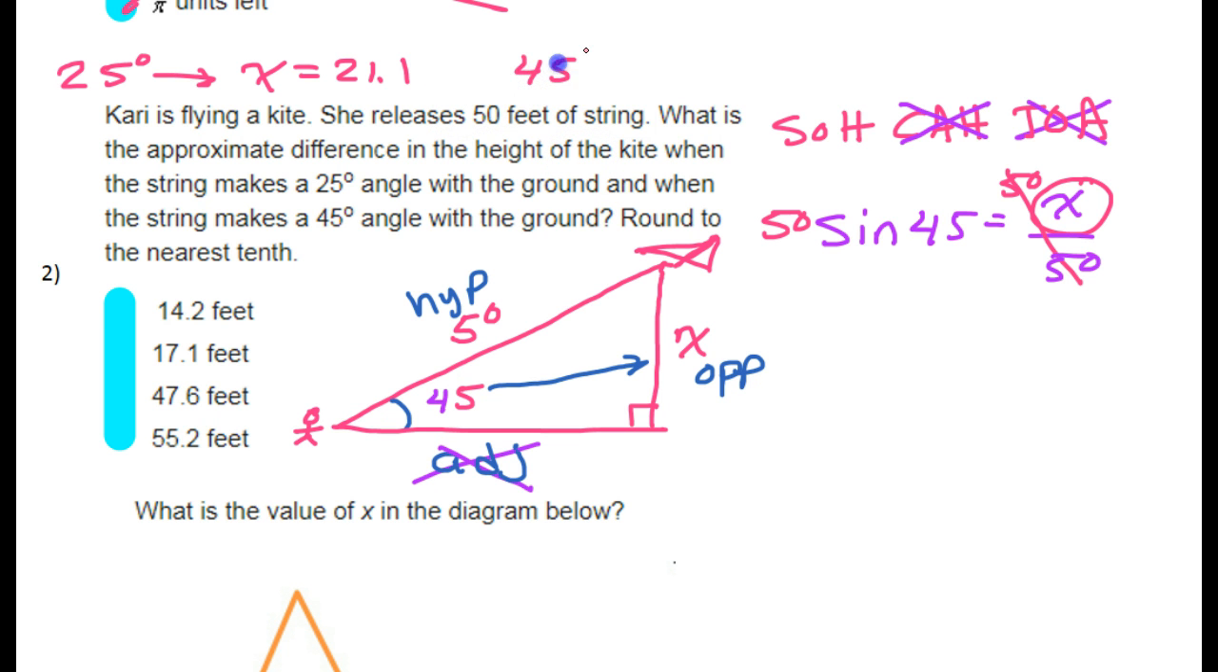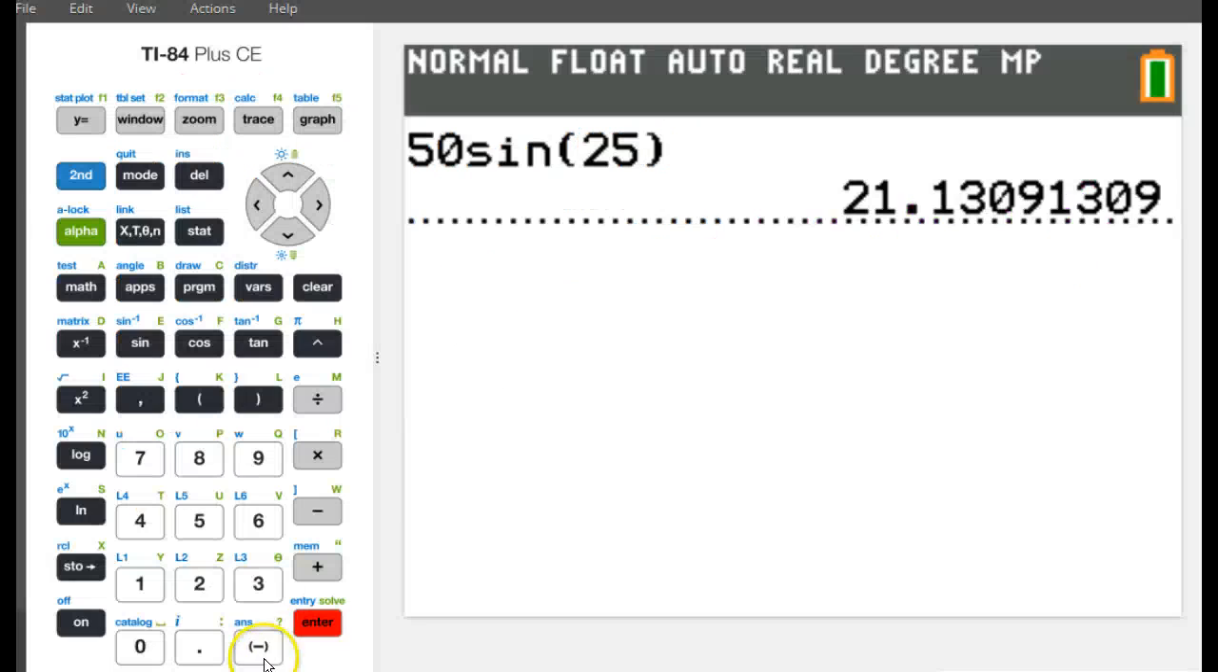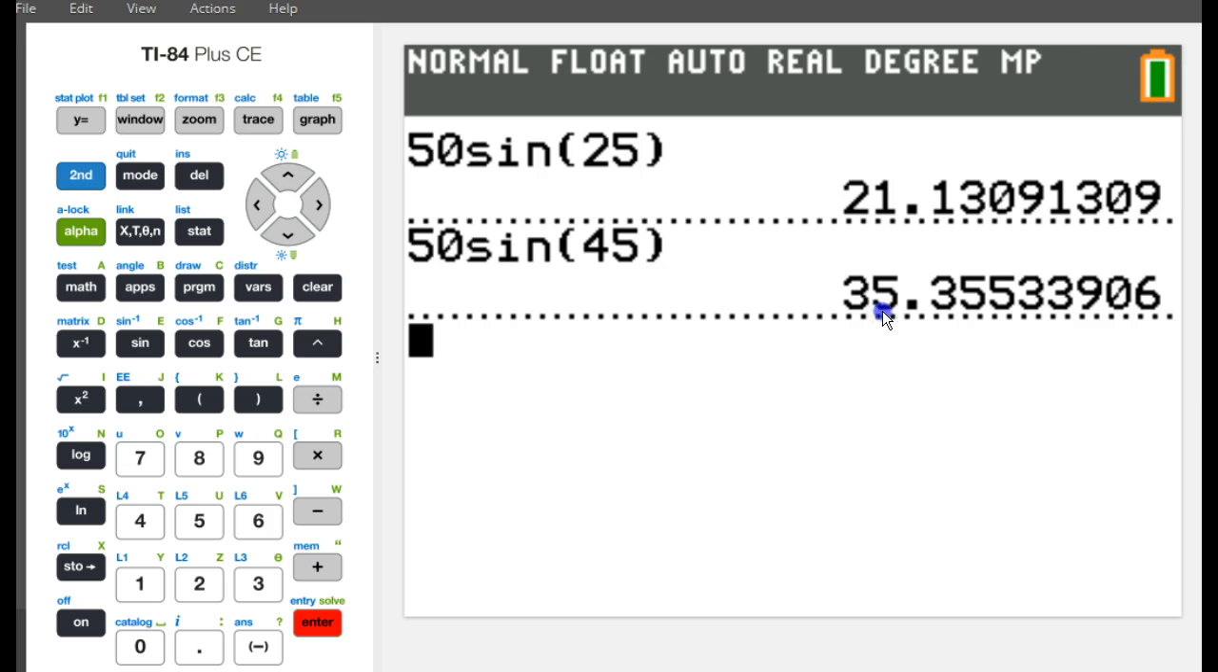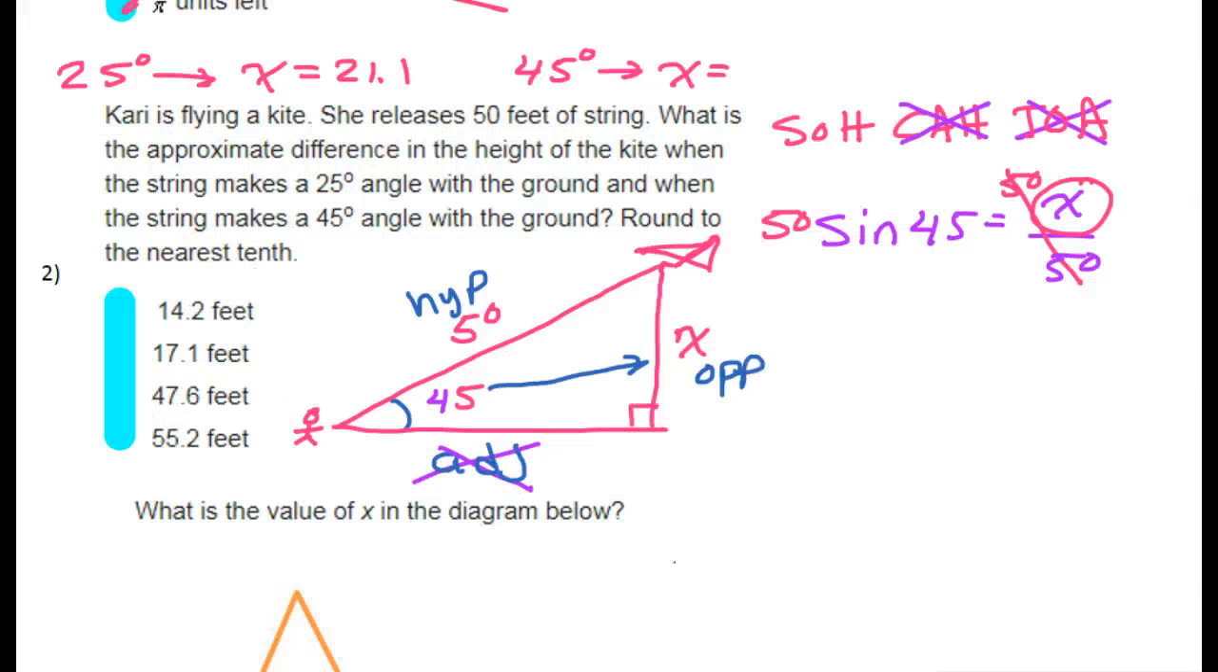So when it's a 45-degree angle, we're about to find out what x equals. 50 sine 45. That's approximately 35.4, because you would round up. So 35.4. And now we're supposed to find the difference in these two heights.